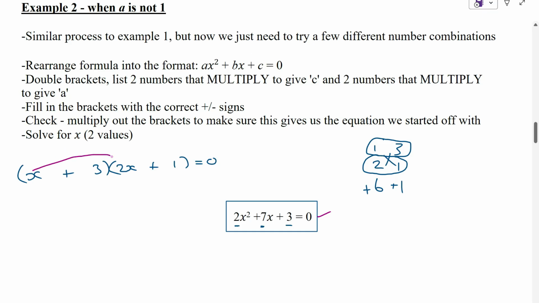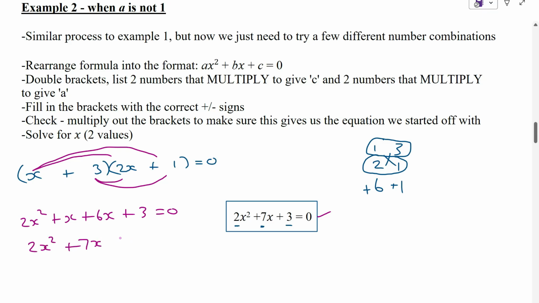Okay, so same as before, we need to multiply out before we solve for x, just as a check that this factorization is indeed correct. So we've got 2x squared plus x plus 6x plus 3 equals 0. When we simplify, that gives us 2x squared plus 7x plus 3, which matches here. Okay, so we know our factorization is correct.